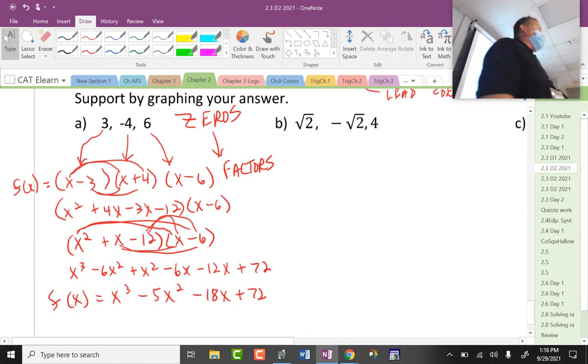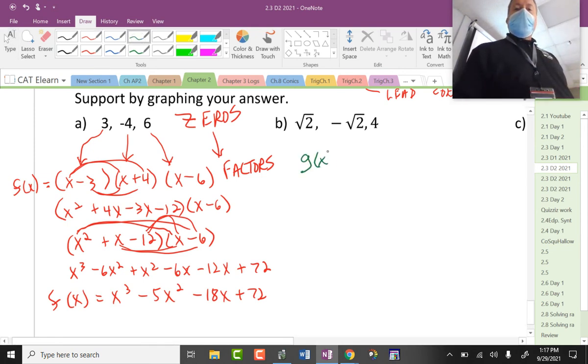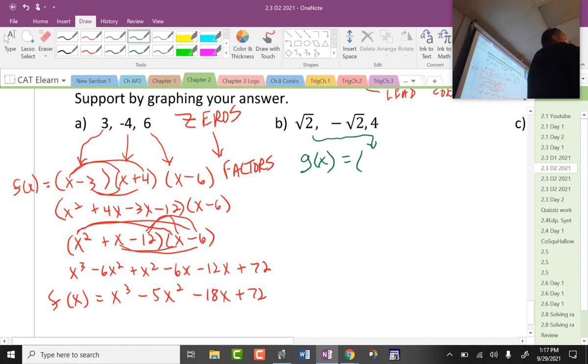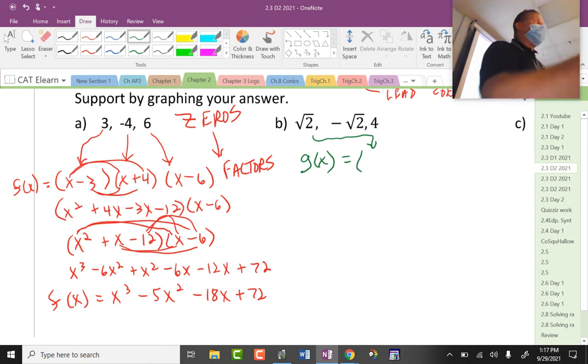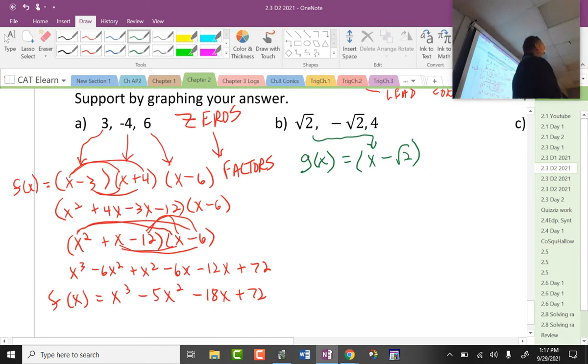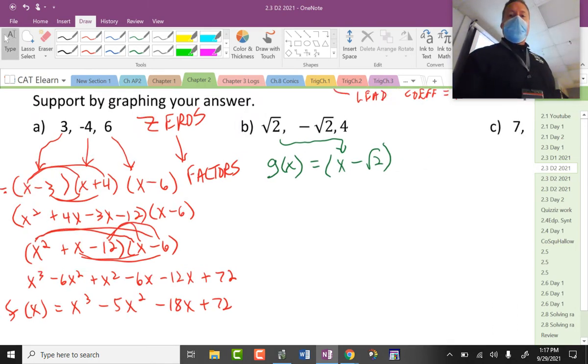I should bully someone. It's not bullying. I want to make sure people are taking their notes or invested in their own education. But I should ask everyone, if root 2 is a 0, what is the factor? 3, 2, 1, go. X minus root 2. It's x minus root 2. Root 2 is a 0. It's actually approximately 1.4. It does cross the x-axis at 1.4. So this would be very graphable.